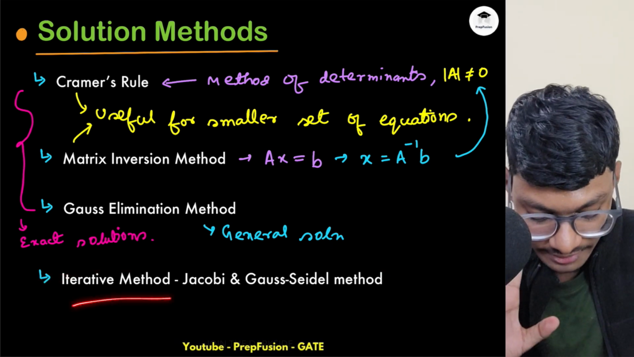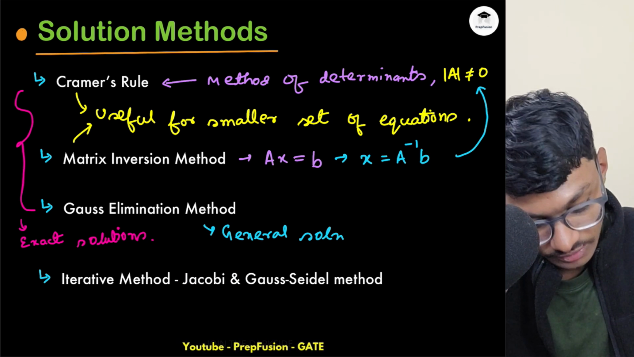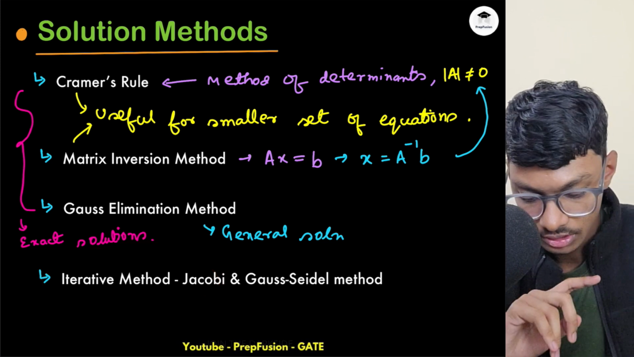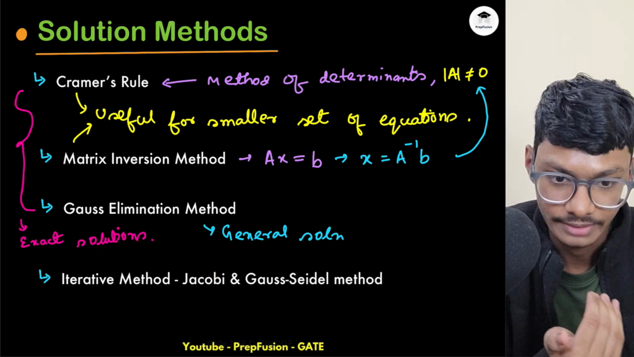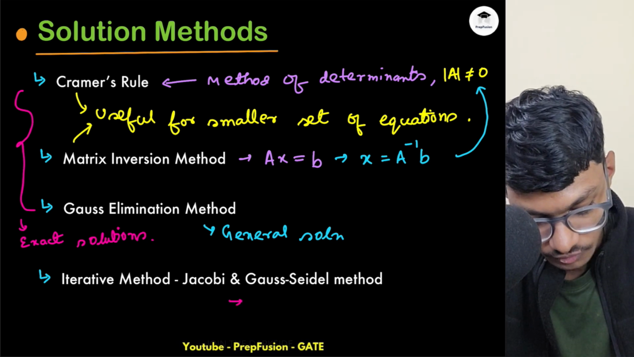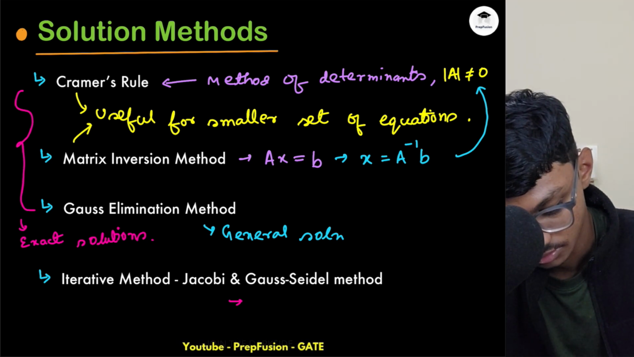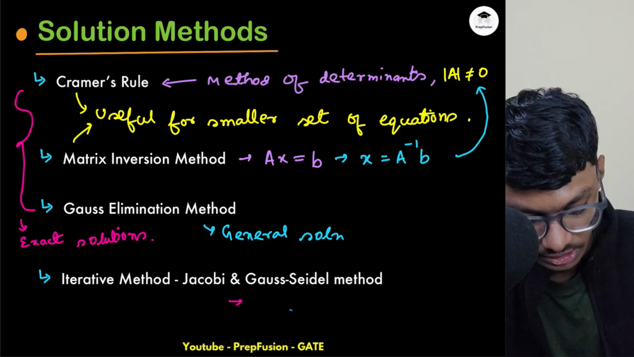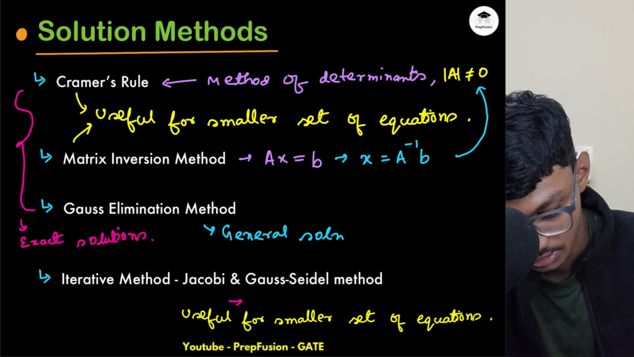Now let's come to the fourth one. Fourth is the iterative method, Jacobi and Gauss-Seidel method. This is another method that I have studied in power systems, through which we find the solution. We repeat this method multiple times to get our answer. This is used for a large set of equations. If we have a larger set of equations, obviously taking the inverse and all those things is not easy, so we use Jacobi and Gauss-Seidel.